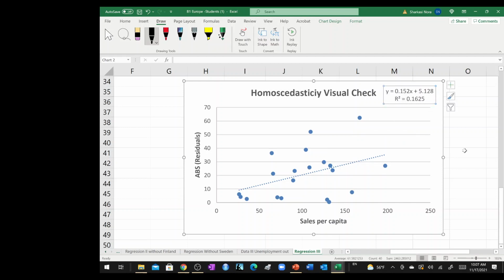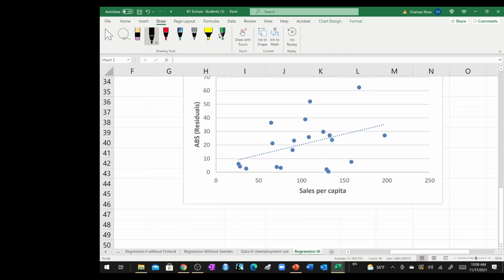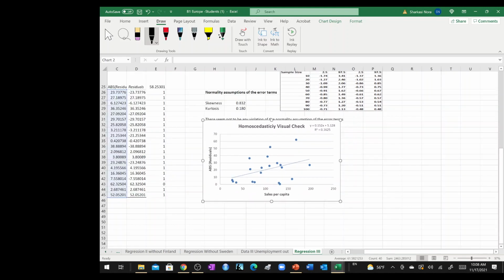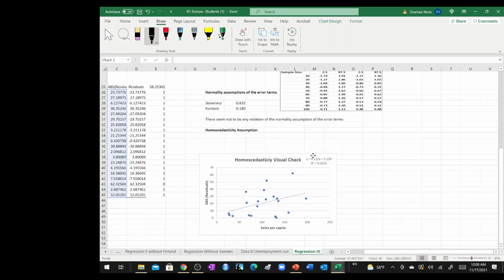R square is 0.1. And this is a linear model with 0.15 as a coefficient. There seems to be a certain behavior here. As the sales per capita increases, maybe the absolute error, I'm not sure, this is closer, this is farther. It seems to be increasingly more. I suspect that we won't be faced with homoscedasticity.